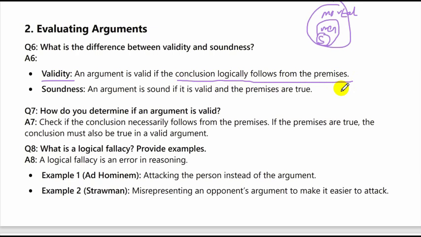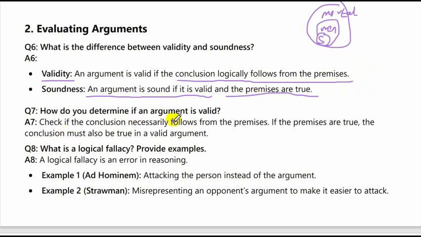What is soundness? Soundness is basically, an argument is sound if it is valid, which is the first topic, and the premises are also true. But in validity, it's not necessary that premises have to have a truth value. Premises could be false and still the argument could be valid, because that is what the thinker is thinking. So we will cover this later on in future videos.